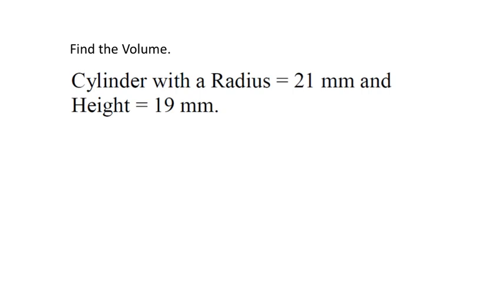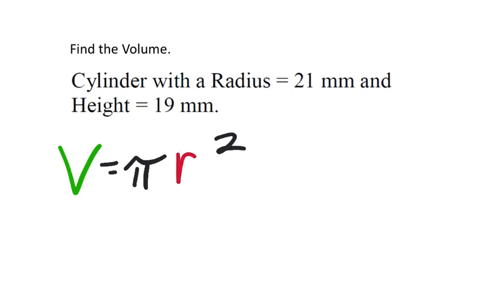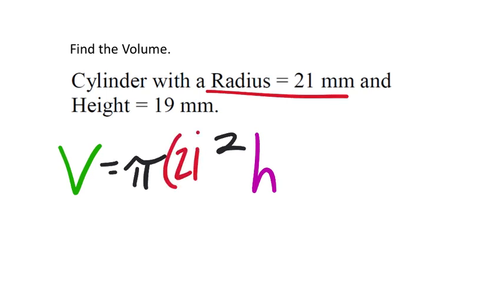Remember, this is just solving formula stuff. So this is the volume of a cylinder, which we know would be pi times the radius to the power of 2, and then we multiply that by the height. And here they gave us the radius at 21 millimeters. So I replaced the radius with 21, and I replaced the height with 19, because they said right here that the height was 19 millimeters.